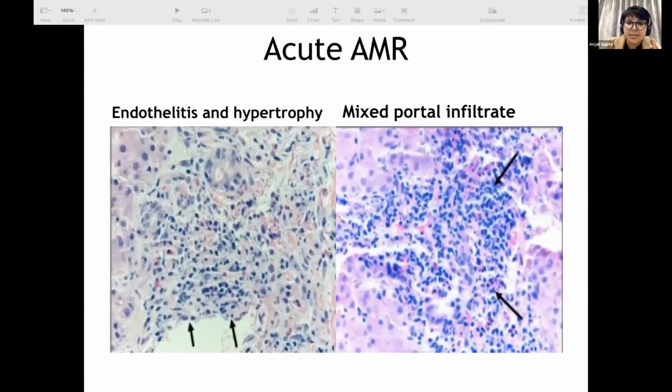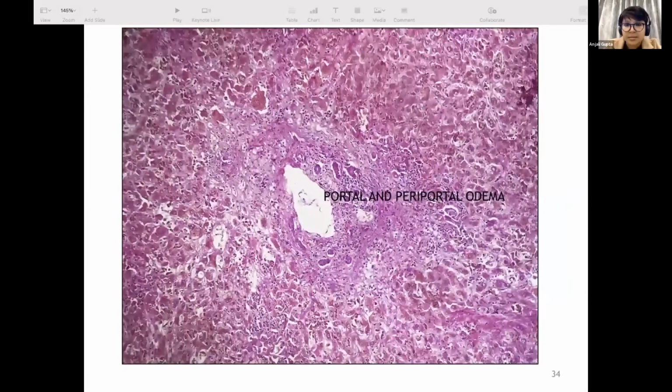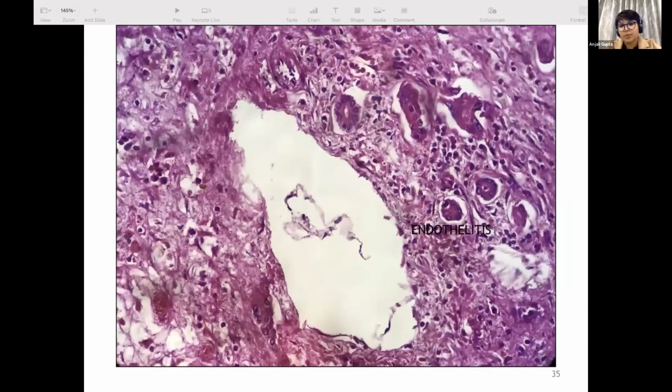This is some of the criteria which acute AMR looks like. There is endothelitis and hypertrophy of the endothelium with mixed portal infiltrate, which is mostly composed of neutrophils, eosinophils, lymphocytes, plasma cells, and a lot of portal vein phlebitis. The next slide. There is portal and periportal edema along with endothelitis. This is just a higher power view. The next slide.